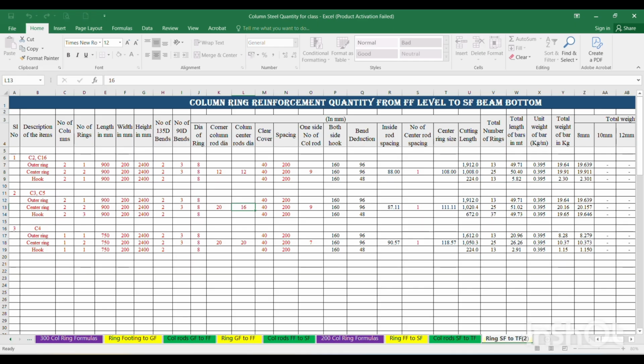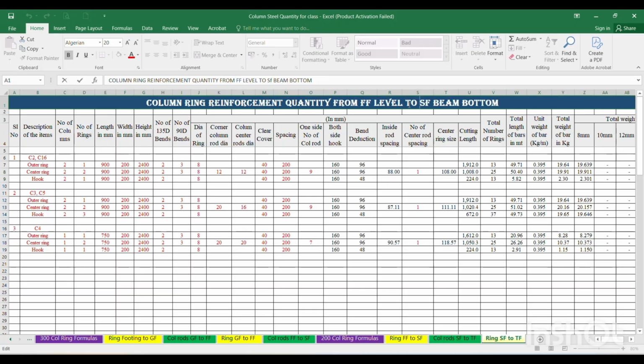I am writing only abbreviations over here to reduce the file length. You can write it in the heading as well. This was the column ring reinforcement quantity from first floor level to second floor beam bottom. Here you can change it to second floor to third floor. You can write it in full, third floor beam bottom level, and in brackets you can also write second to third. For better understanding I am going to write this as typical.